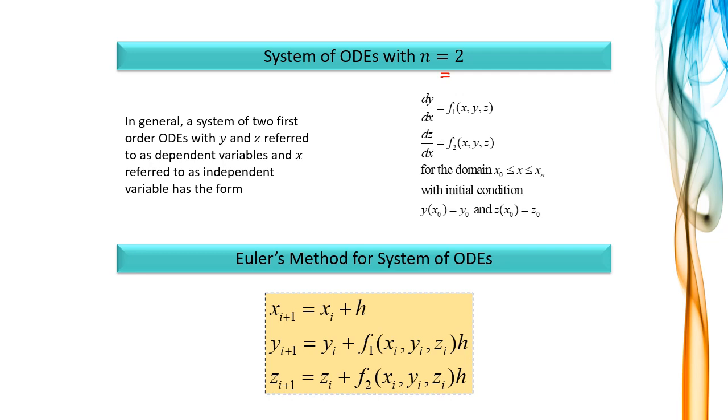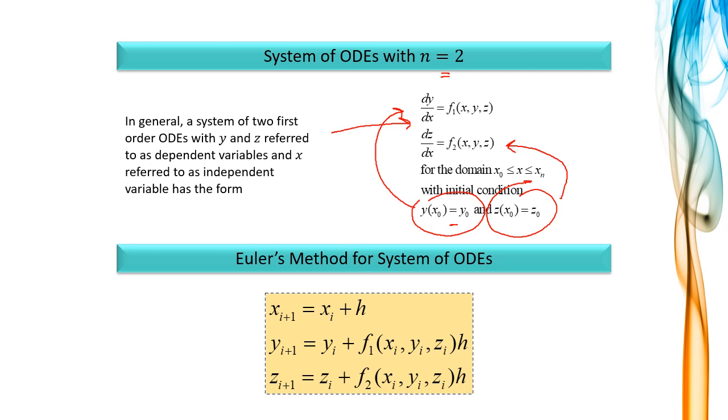So, in general, a system of two first order ODEs with y and z referred to as dependent variables and x referred to as the independent variable has the form dy/dx equal to f1(x,y,z) and also dz/dx equal to f2(x,y,z), for the domain from x0 until xn, with the initial conditions y(x0) equal to y0 and z(x0) equal to z0. That means the first initial condition is for the first equation and the second initial condition is for the second equation.